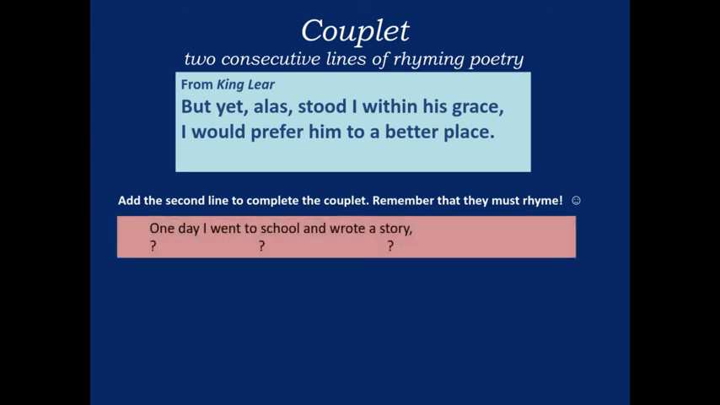So we've got grace and place, they're rhyming. If you add that to a second one, you have a couplet. These are some corny examples. I'll read them. If you want to write in the comments what you come up with to form that couplet, great. But I'm not going to go over them too much.